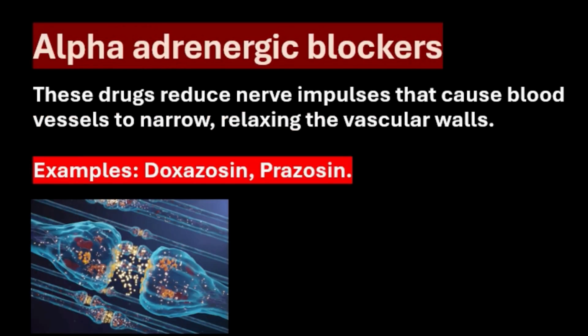First type is alpha adrenergic blockers. These drugs reduce nerve impulses that cause blood vessels to narrow, relaxing the vascular walls. So it is acting basically on the blood vessels. It will widen the blood vessels, relaxing the vascular walls and reducing the blood pressure. Examples are doxazosin and prazosin.